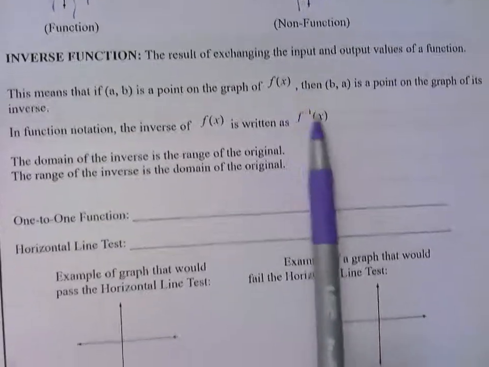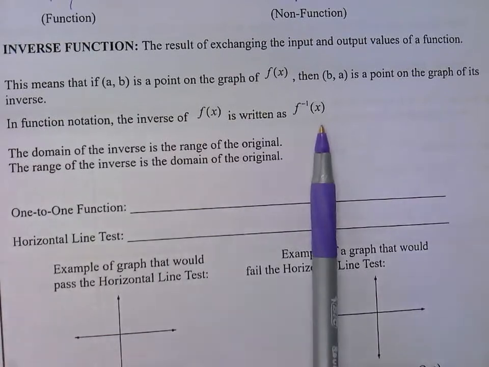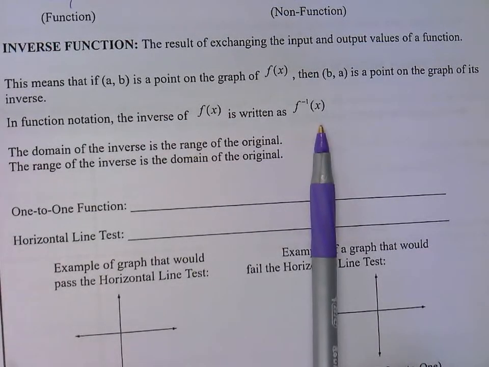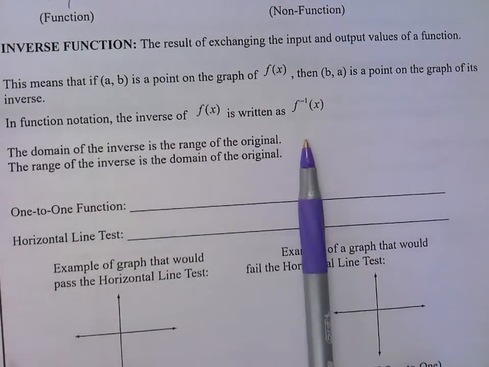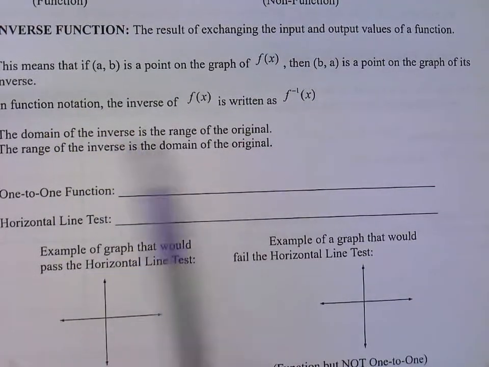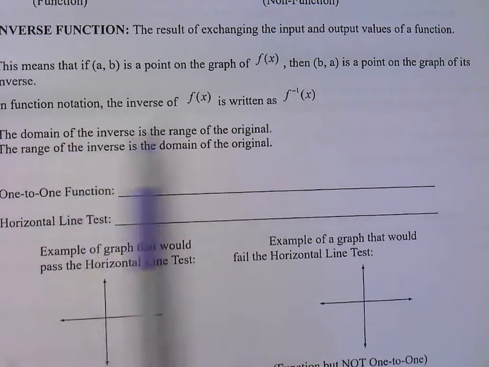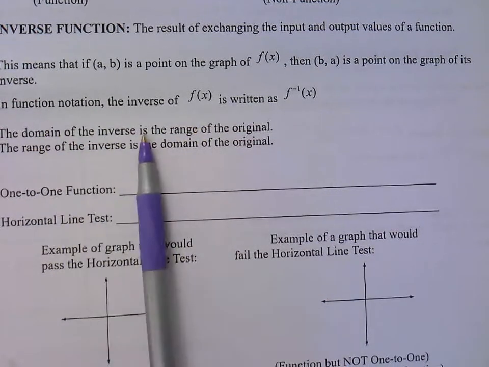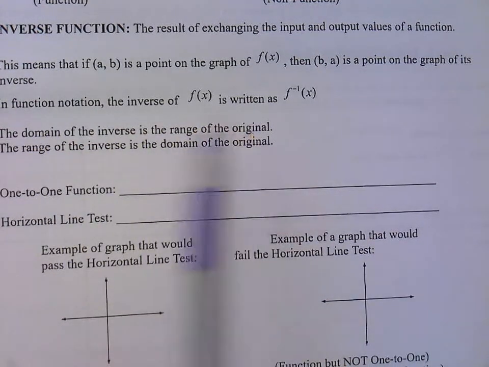So an inverse, for example, would be like x plus 3 and x minus 3. Those are inverse functions. They're not reciprocals of each other. Domain and range flip-flop because x and y flip-flop. So the domain of the inverse is the range of the original and vice versa.